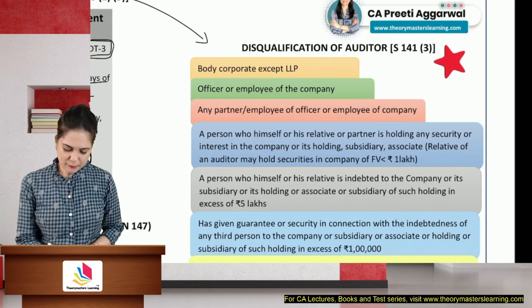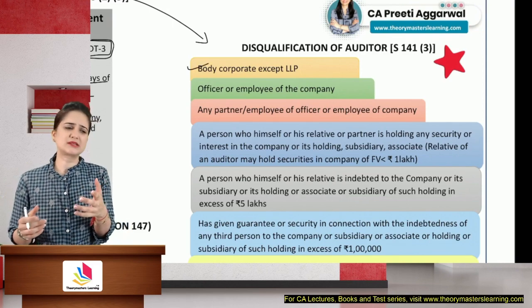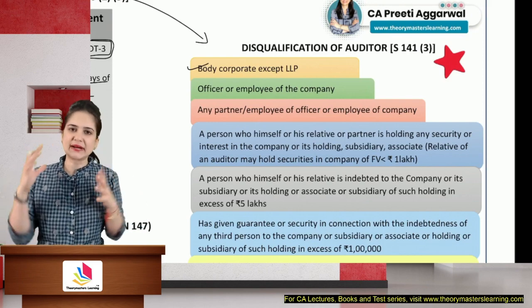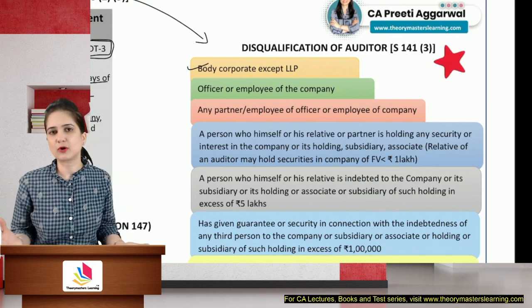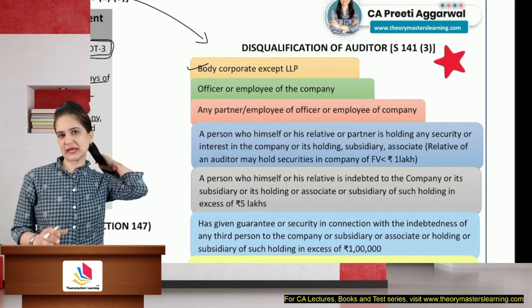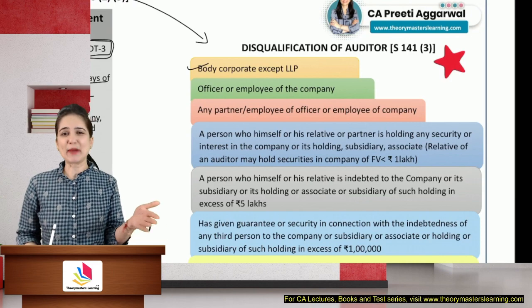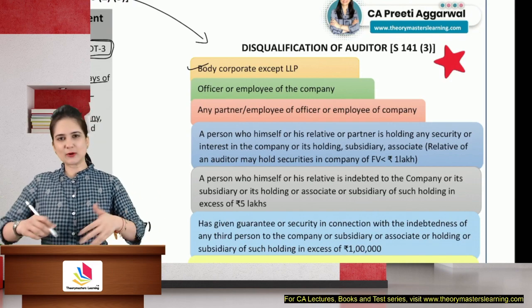You cannot appoint a body corporate except an LLP as the auditor, because it requires a personal touch. You need someone with mind and conscience. A body corporate doesn't have a mind or conscience. Although it is a person in the eyes of law, it cannot come and audit. But a firm, yes, a firm is not separate and distinct from the partners who have formed it. So we can hold the partners liable.